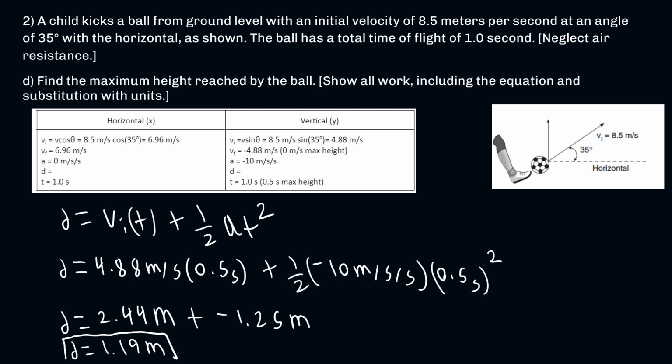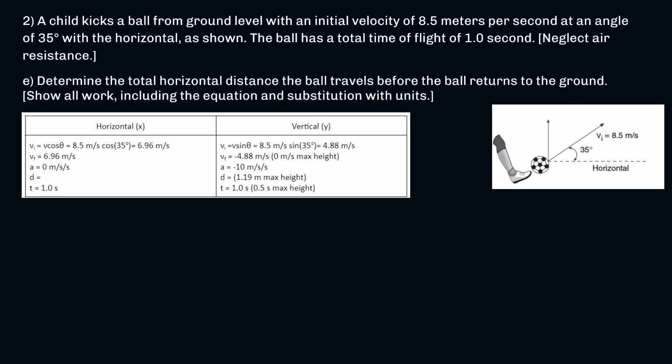So let's move into part E, the final part of this example and of the video. So moving into part E, we're going to determine the total horizontal distance the ball travels before it returns to the ground. So for this, we're going to use the horizontal portion of our kinematics chart. What we have here is everything besides the distance. So that's going to be my question mark here. And then I'm going to go ahead and find an equation that will allow me to find this.